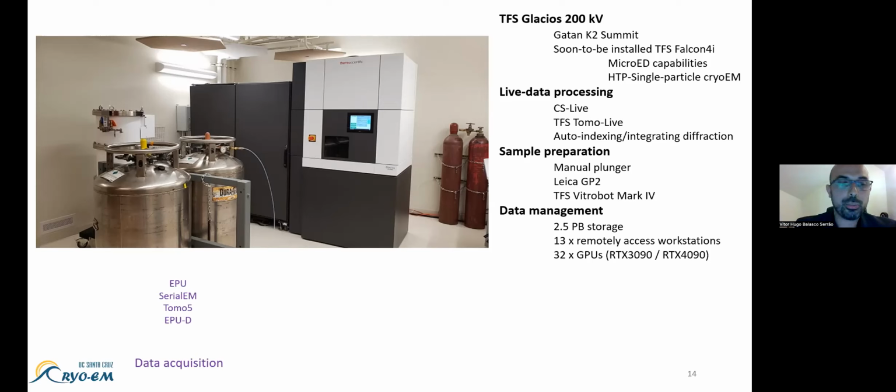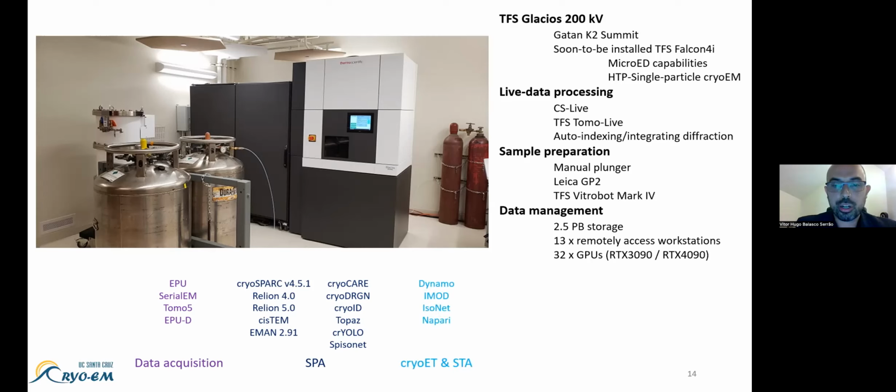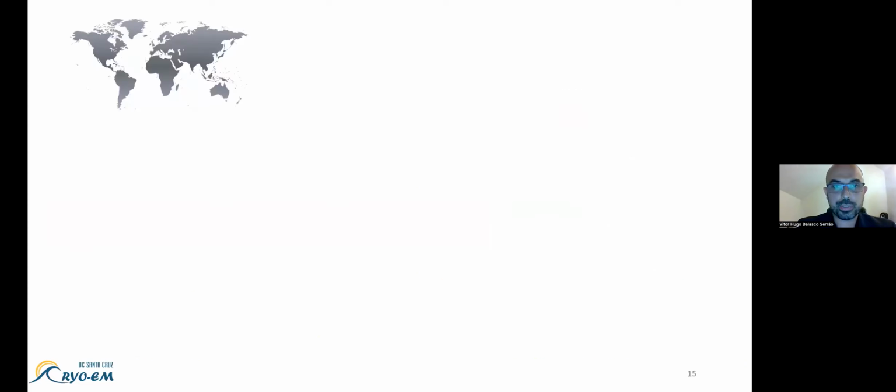For data acquisition, we have the most common and favorite software. For single particle analysis, the same thing. We try to keep updated on all of the current versions of the most used software. For cryo-ET, subtomogram averaging and everything, same thing. MicroED, and then obviously model building and refinement. Everything is installed, and everything is free for everybody to get access to.